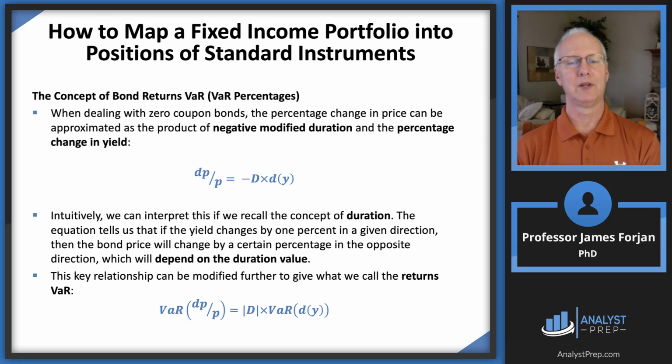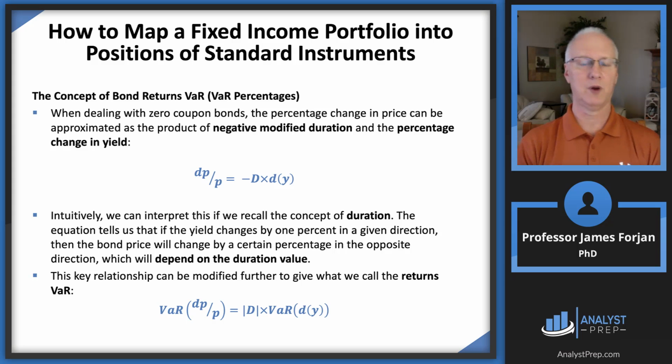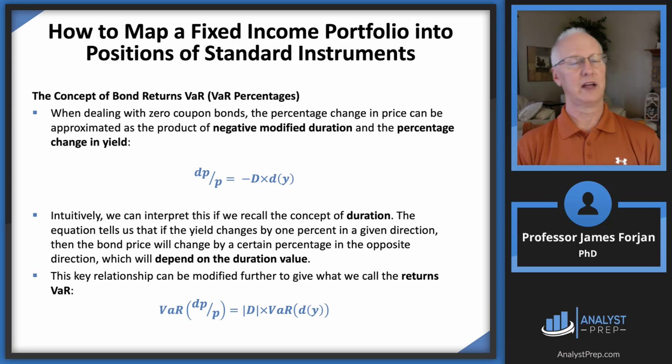Now, to do that, at the risk of offending you, let me remind you about the relationship between the duration of a fixed income security and its value. So that blue equation I have there, the change in P over P, the percentage change in price, is equal to minus duration. And just remember that minus sign is because when interest rates go up, bond prices go down, reminding us of that negative relationship. So we're going to take the negative duration times the change in yield.